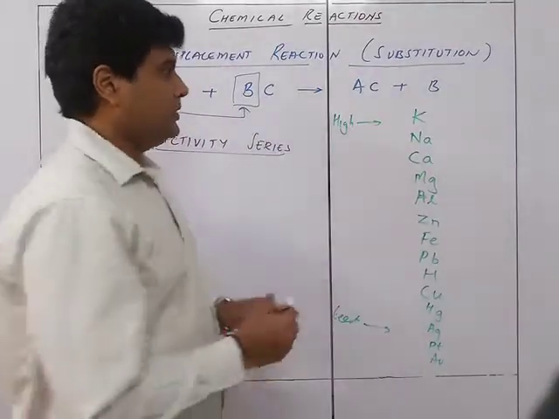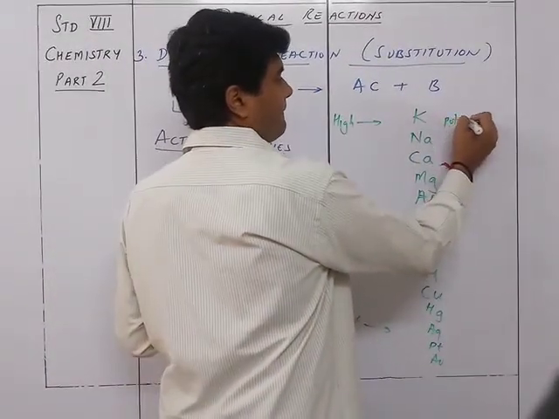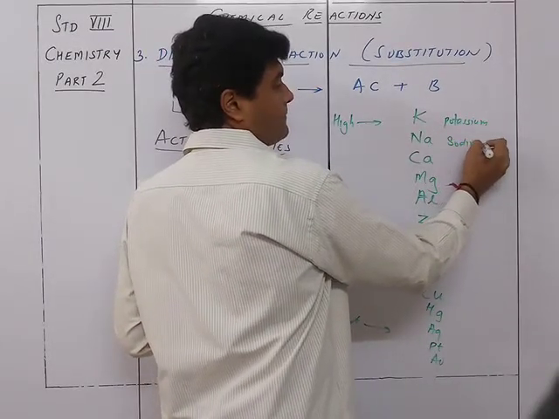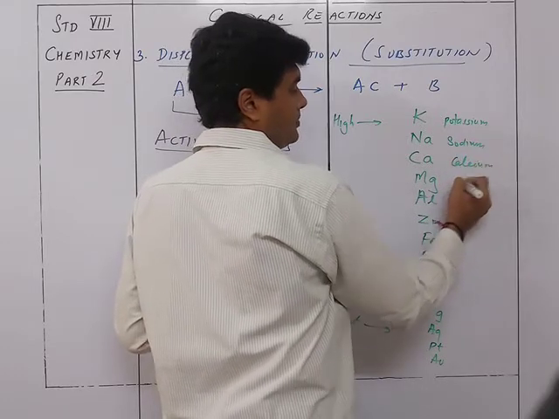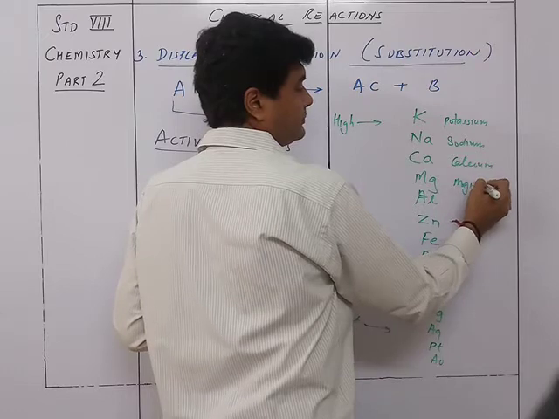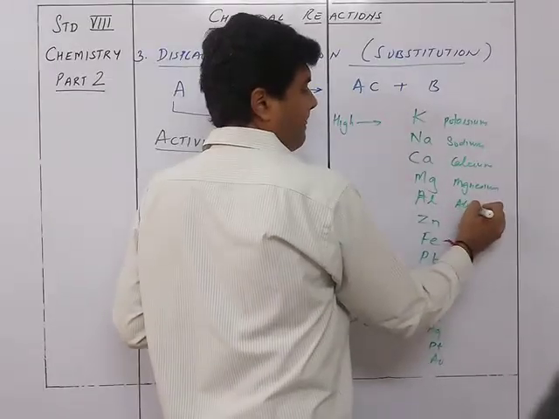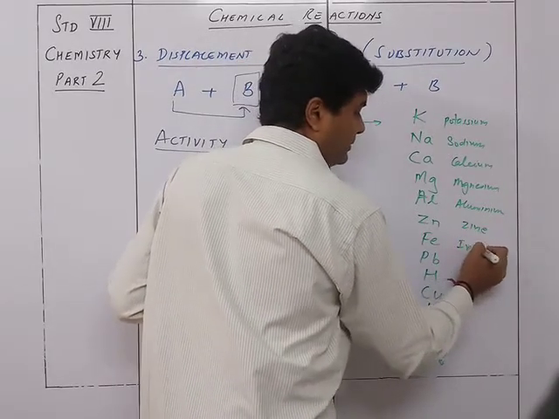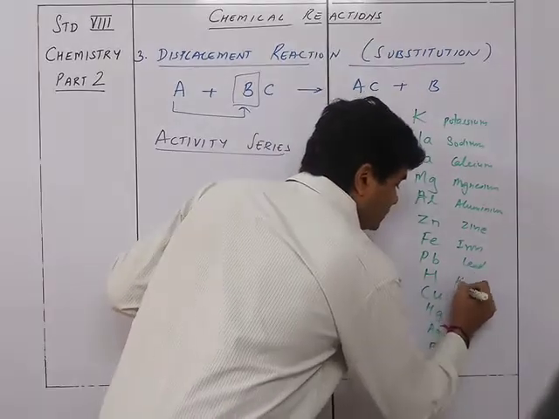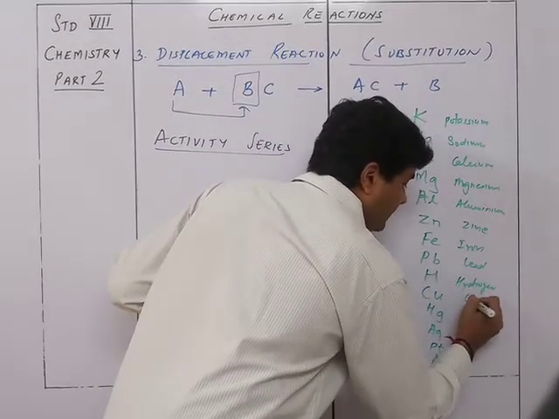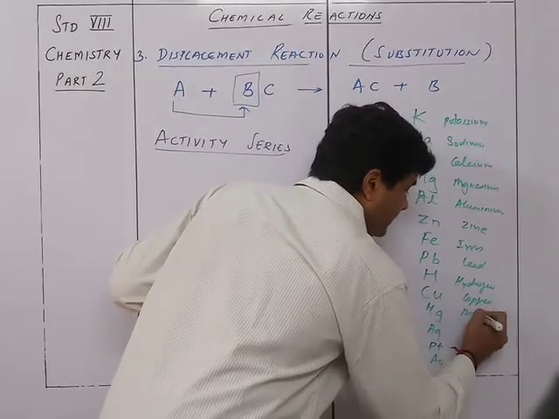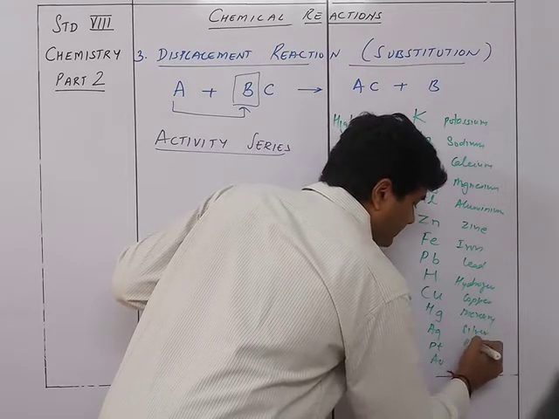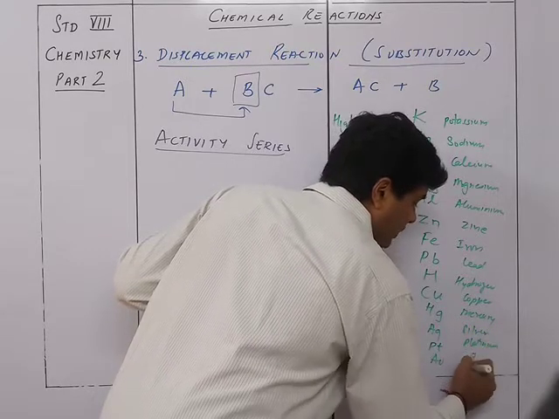Platinum, gold. So it is potassium, sodium, calcium, magnesium, aluminium, zinc, iron, lead, hydrogen, copper, mercury, silver, platinum and gold.